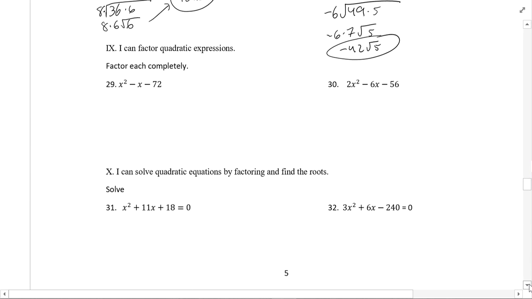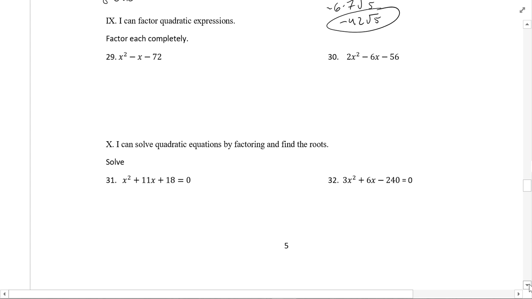Remember, all of this is a review from Algebra 1. So I know it's a lot, but hopefully you're starting to remember what you did in Algebra 1. Okay, factor completely. So remember, when we're factoring here, we're looking for the factors of negative 72 that add to a negative 1 in the middle.